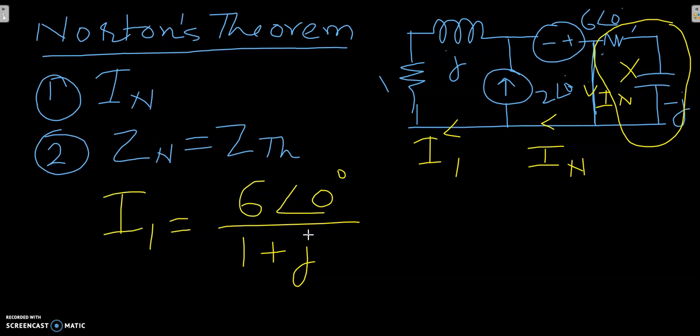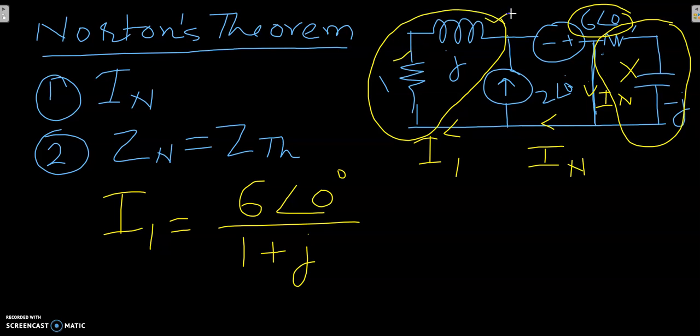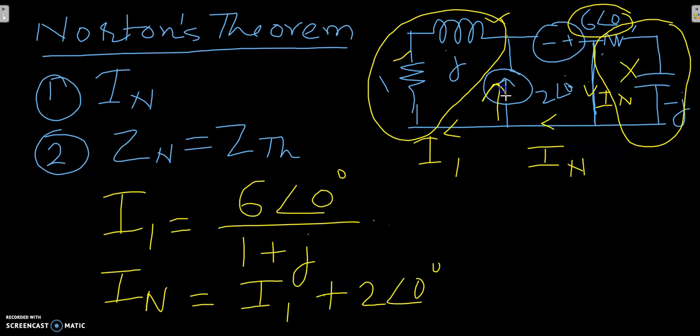Okay, so how I got this: basically this 6 angle 0 degree, which is a voltage source, is connected in parallel to the combination of these two impedances. So the current that would be flowing through them would be 6 angle 0 divided by the sum of these two impedances. So that's what I had written here. Now the current IN would be given by I1 plus 2 angle 0 degree, this current. So IN is this current plus this current.